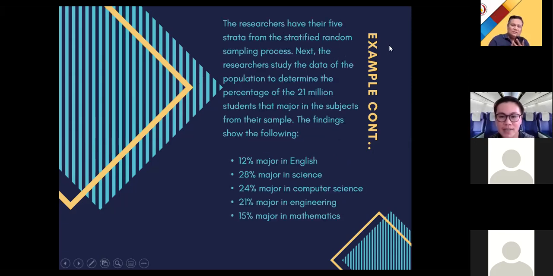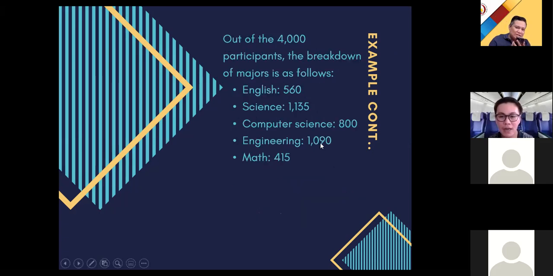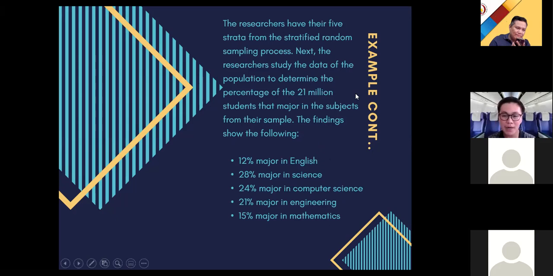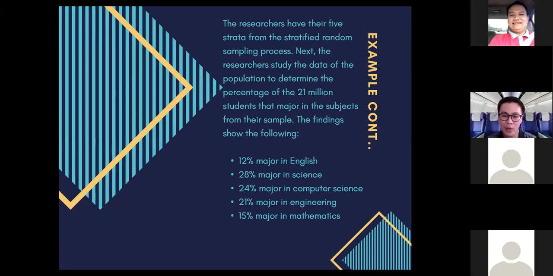So here, the research studied the data of the population to determine the percentage of the 21 million students that major in the subjects from their sample. The findings show the following. Earlier, the English major had 14%, but what came out here is 12%. Then 28% major in science, 24% in computer science, 21% in engineering, and 15% in mathematics.